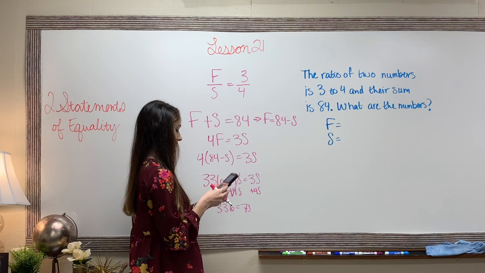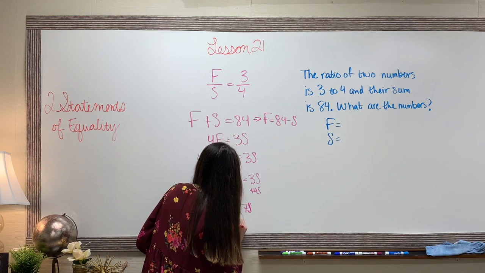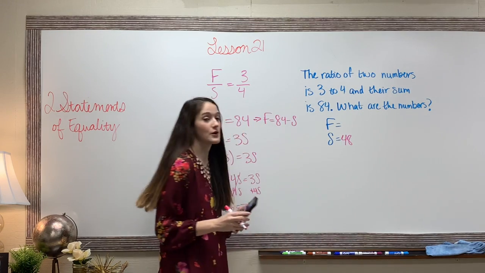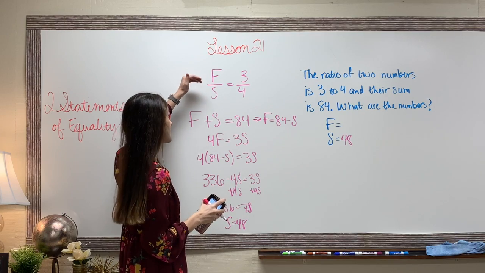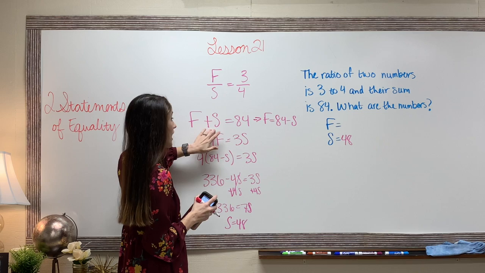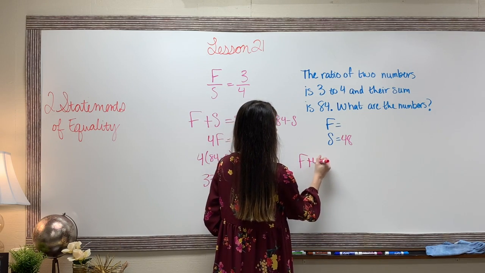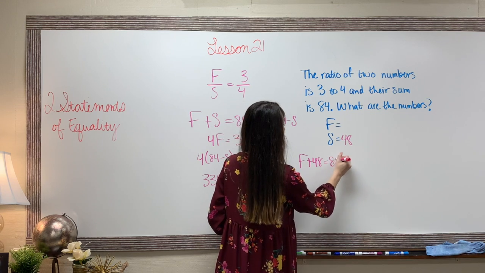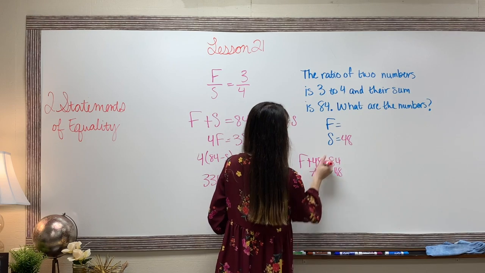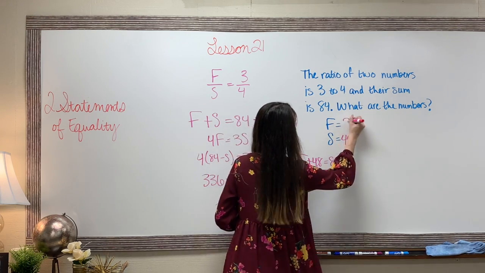So I'm also going to divide that number by 7. And s equals 48. So now that we know our first number, we can find our second number. I can plug s back into this equation or this one. I'm going to go ahead and go with this one. So f plus 48 equals 84. So we're going to subtract 48. And we get f is 36.